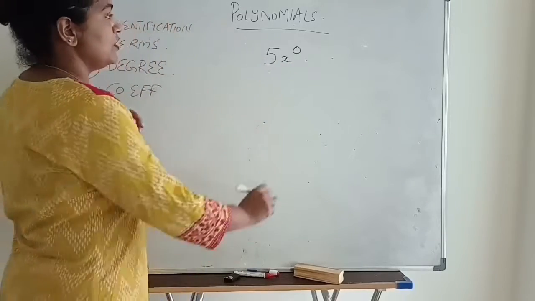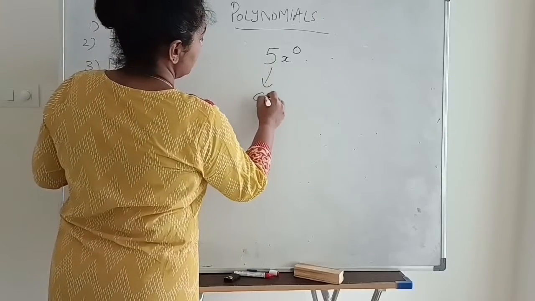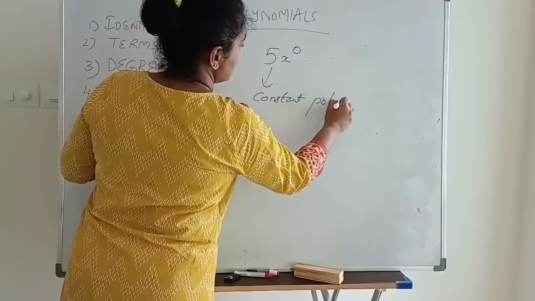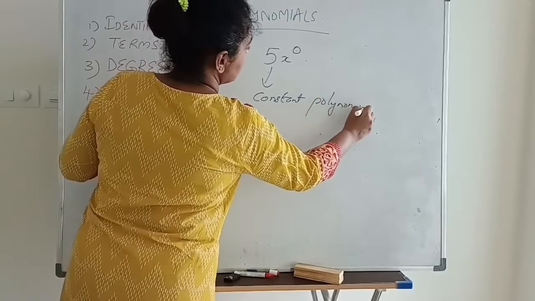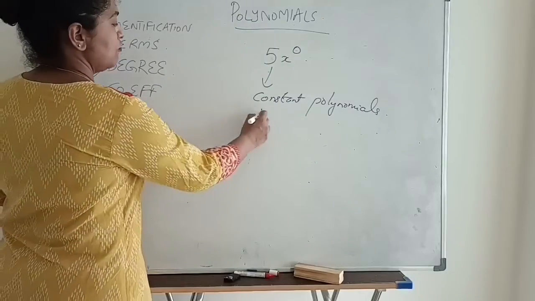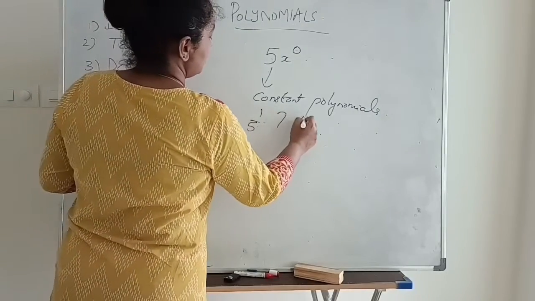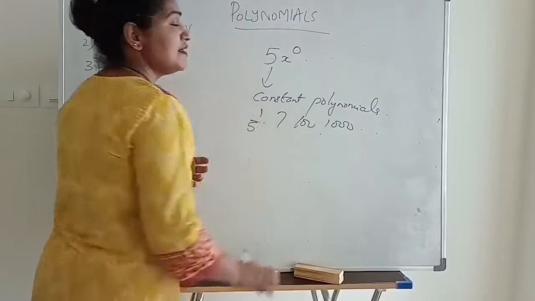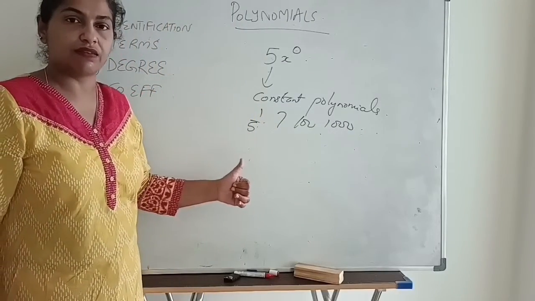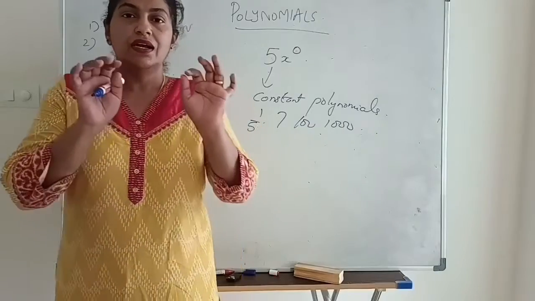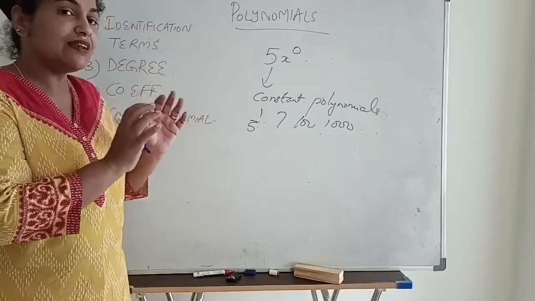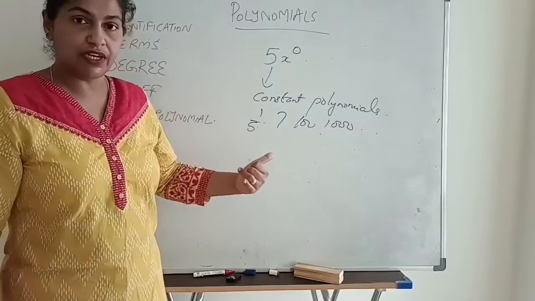Okay. This kind of polynomials are called constant polynomials. So, any number that you take, 1 by 5, 7, 100, 1000, all these are polynomials whose degree is 0 and they are called constant polynomials. Okay? We have a number which is 0, right? That is a constant polynomial according to our definition.